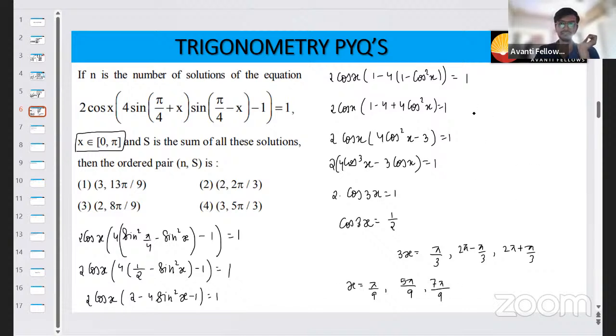So S is the sum of all solutions. N is the number of solutions. So N is 3. S is sum of all solutions. So 7 plus 5, 12 plus 1, 13 pi by 9.